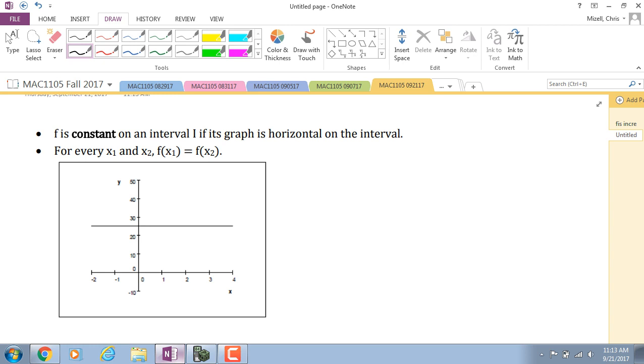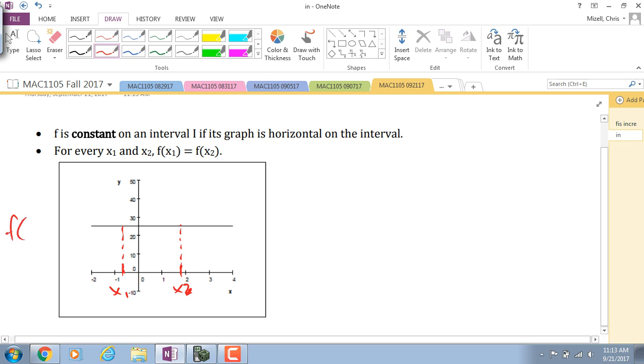It's going straight across. So pick any x sub 1, pick any x sub 2 in the interval, and evaluate the function at each one. That is f of x sub 1, and it's going to equal f of x sub 2. Same function value. It's not a very exciting graph if it's going straight across. But we say the function is constant on the interval. And again, it looks like this goes all the way from -2 to +4.